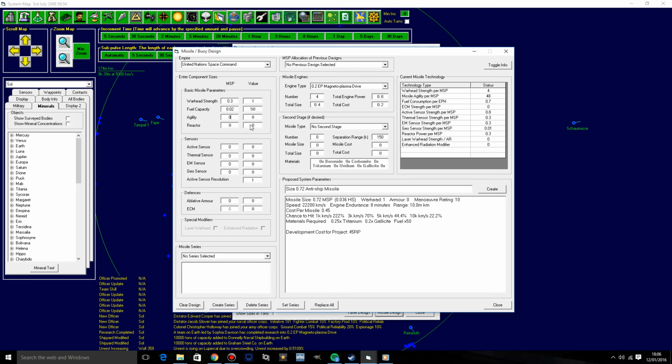Right, agility. This is where it's going to be interesting. 0.48. Okay, so we can't do that. 0.3. 0.2. 0.28. So with 0.28, we get a missile that goes about 16,000 kilometers per second. So that's a few thousand kilometers faster than the other ones, but their range is shorter due to that. Now, that's okay.